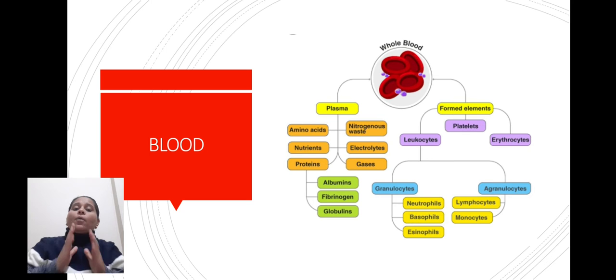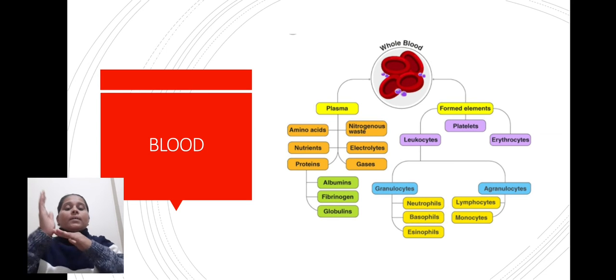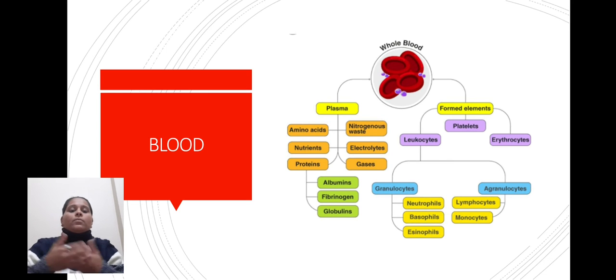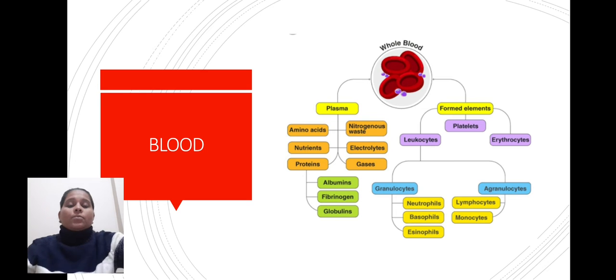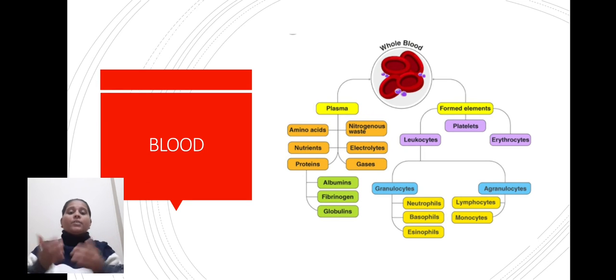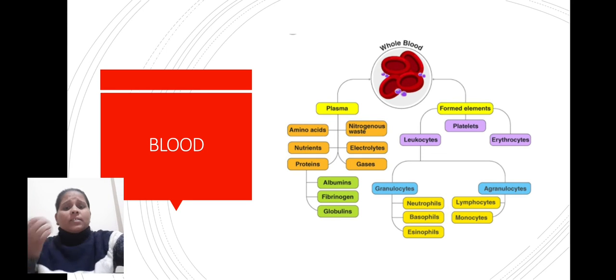And the next one is the white blood cells, also known as leukocytes. These are pale white in color and nucleated. RBCs are anucleated and white blood cells are nucleated. They are comparatively larger in size. They play an important role in immunity as they are responsible for fighting foreign pathogens like bacteria, viruses, and fungi that enter our body.